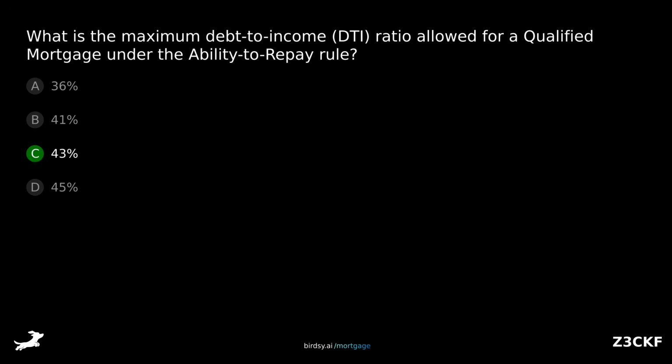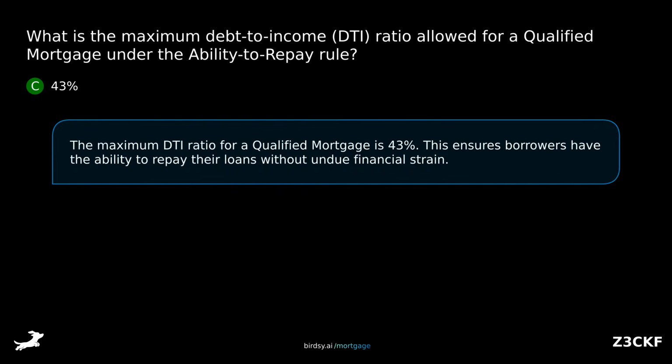The answer is C, 43%. The maximum DTI ratio for a qualified mortgage is 43%. This ensures borrowers have the ability to repay their loans without undue financial strain.